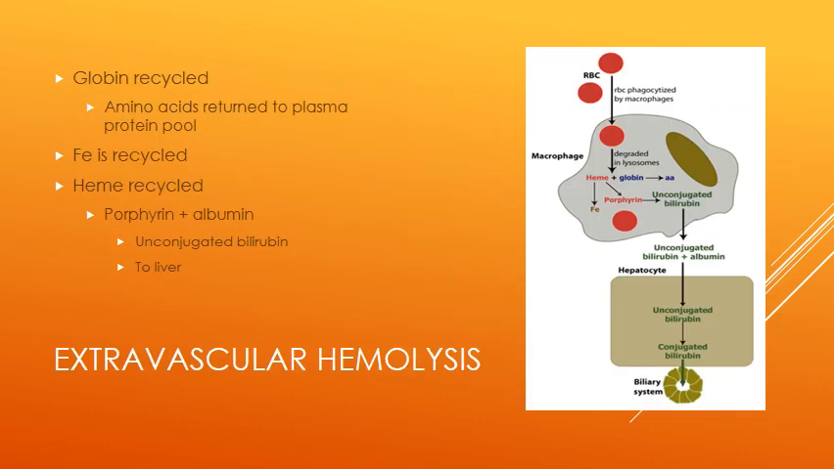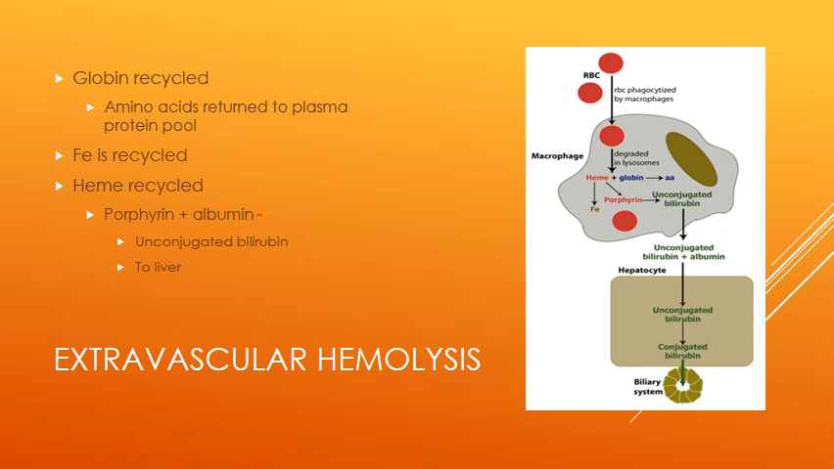Extravascular hemolysis. In this case, we know that the hemoglobin can still be recycled. Everything's going to be recycled. So the globin chains are going to be broken down into amino acids, and those actually will be returned to the plasma pool. Nothing particularly fancy about that. The iron is going to be recycled. You're going to use that again. And the heme portion is going to be converted in the recycle process into porphyrin, which will be carried to the liver by albumin.